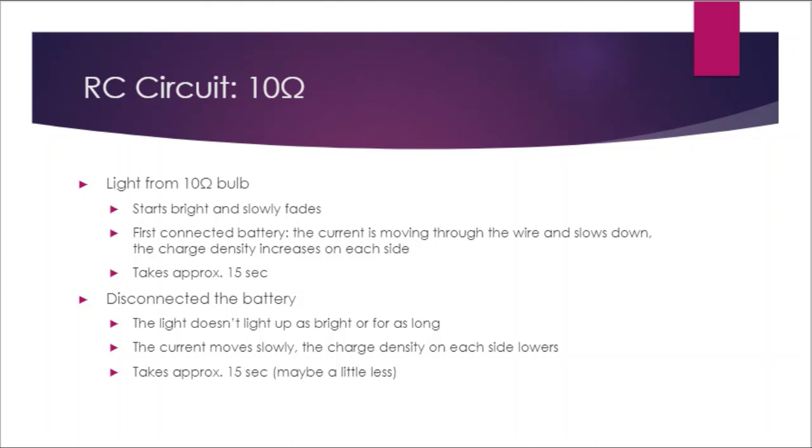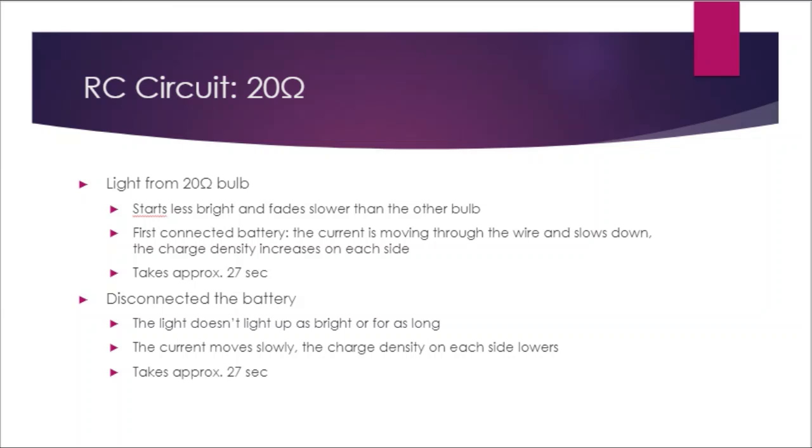For the RC circuit with the 10 ohm light bulb, the light starts bright and slowly fades, and it takes approximately 15 seconds to fade. When I first connected the battery, the current is moving through the wire and then slows down, and the charge density increases on each side. When I disconnect the battery, the reverse happens. The current moves slowly and the charge density on each side lowers, and it also takes approximately 15 seconds. Maybe a little less, but I think that could just be an issue with the software. When we disconnect the battery, the light doesn't light up as bright or for as long.